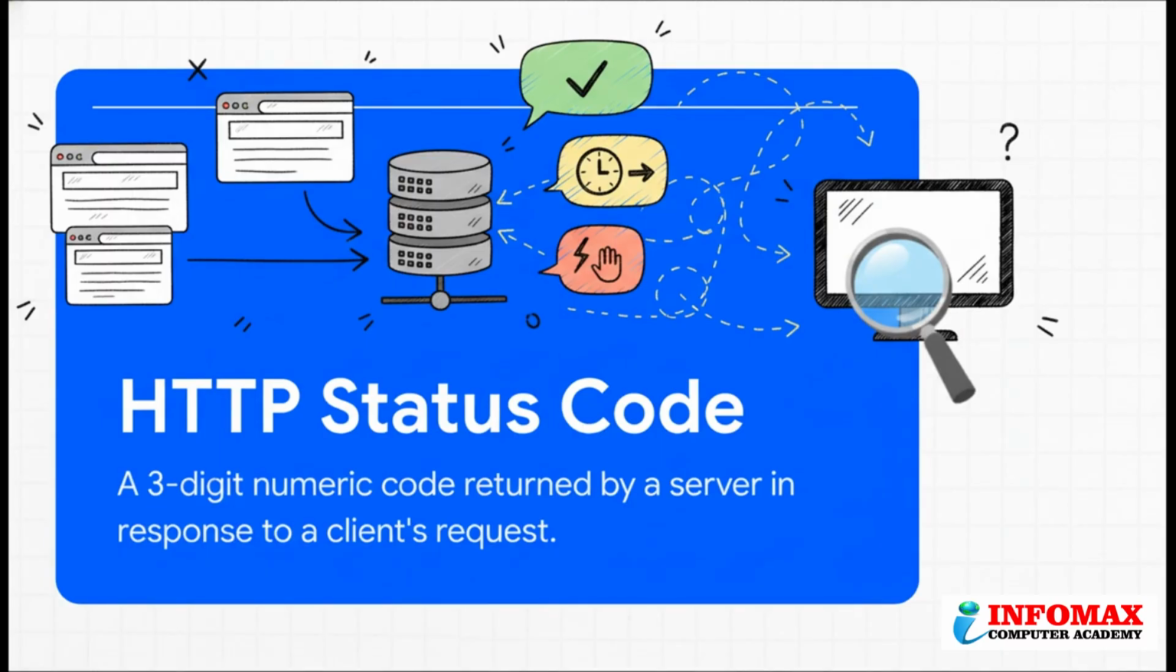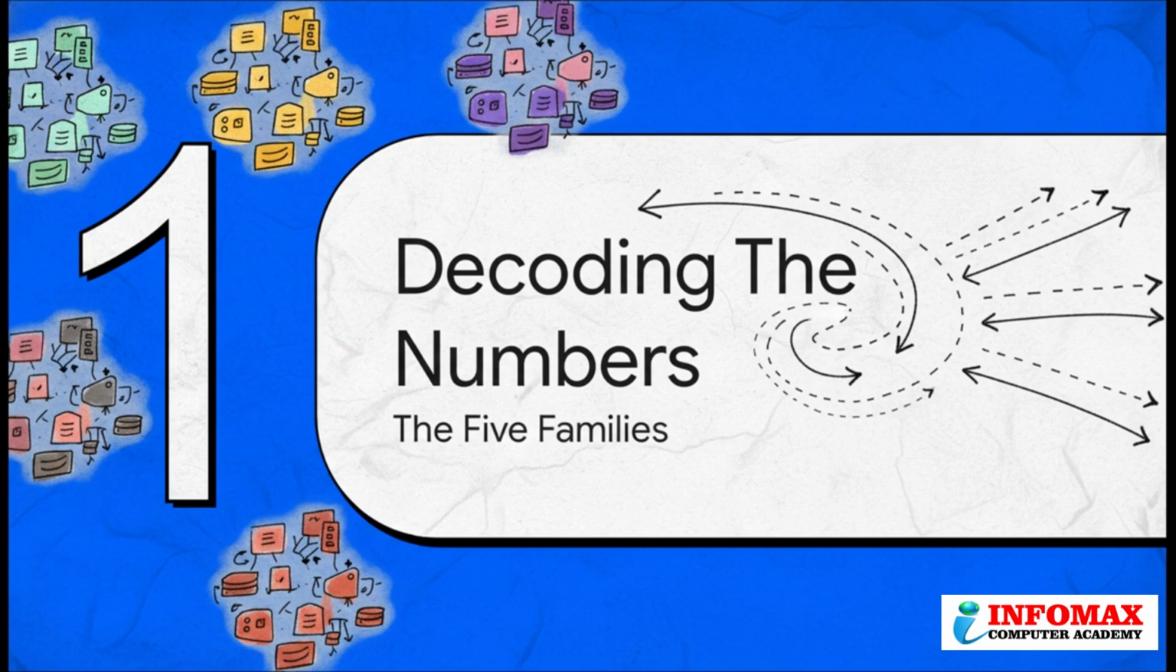Every time you type in a URL or click on something, your browser basically shouts out a request to a server somewhere. And in a split second, that server sends back a little 3-digit status code. It's the web's super efficient way of saying, "Yep, got it," or "Hang on a sec," or "Houston, we have a problem." Okay, so let's start decoding these numbers.